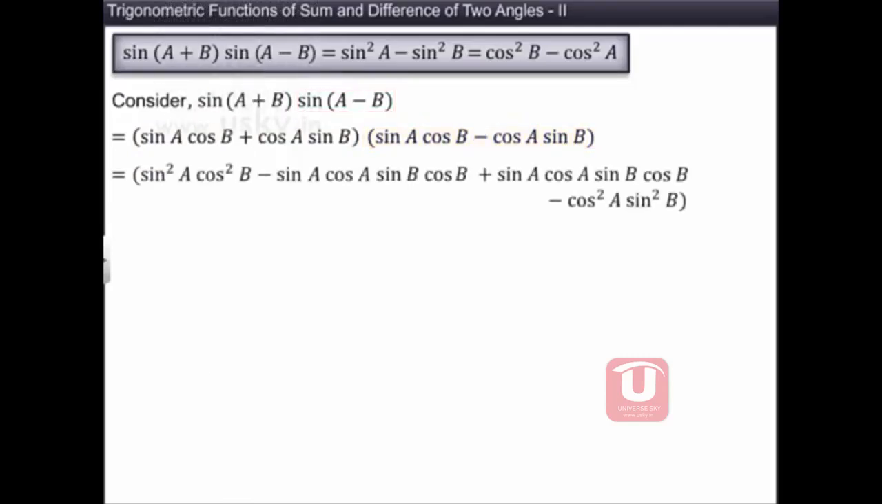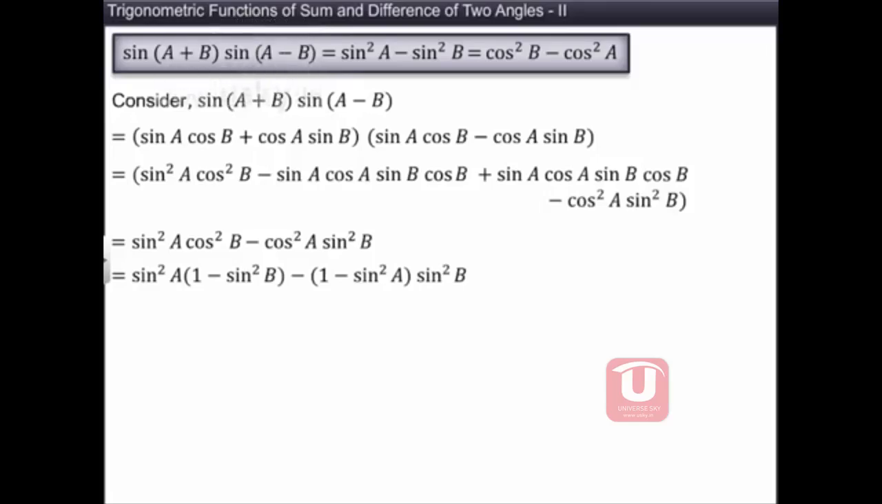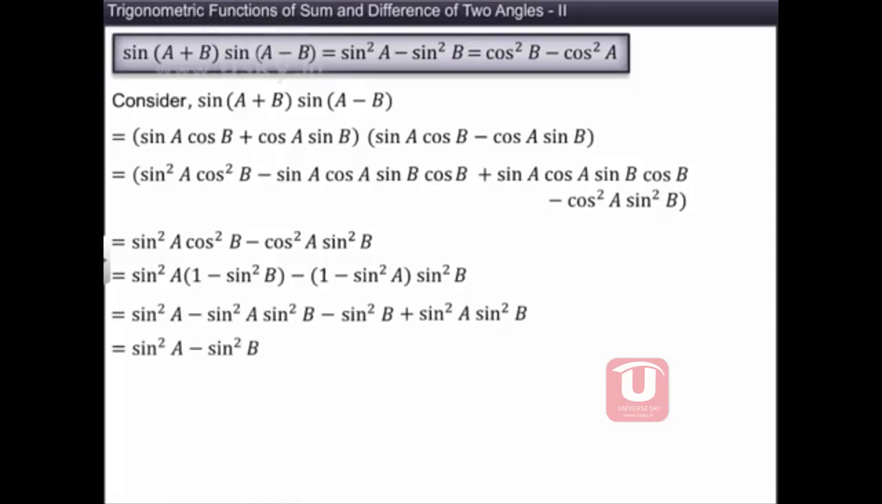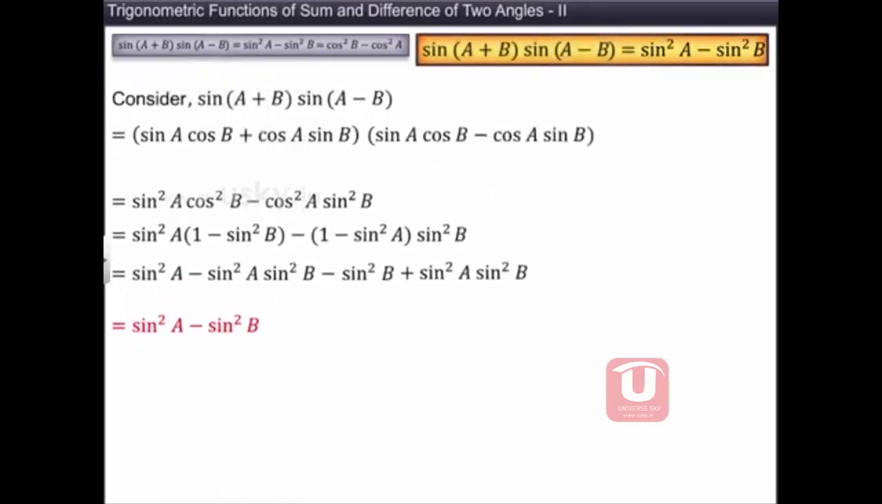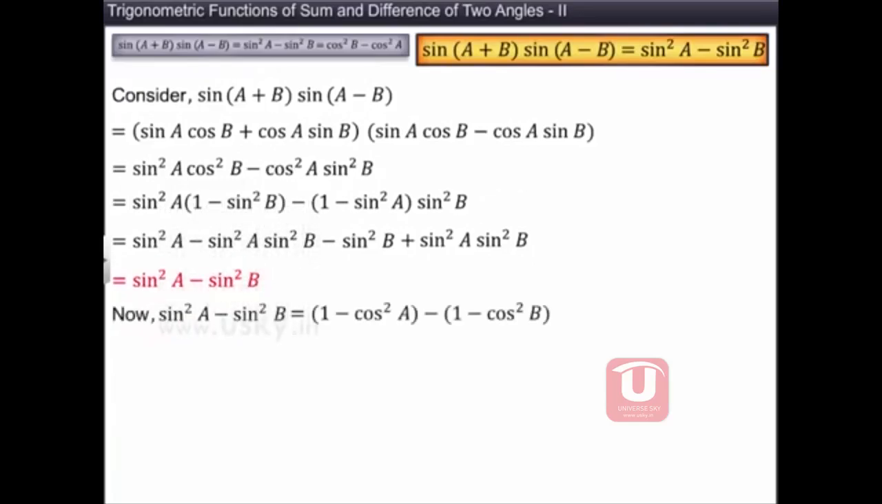On simplifying, we get sin square A into cos square B minus cos square A into sin square B. This is further equal to sin square A into 1 minus sin square B minus 1 minus sin square A into sin square B. On simplifying, we get sin square A minus sin square B. Now, sin square A minus sin square B is equal to 1 minus cos square A minus of 1 minus cos square B. This is equal to cos square B minus cos square A.